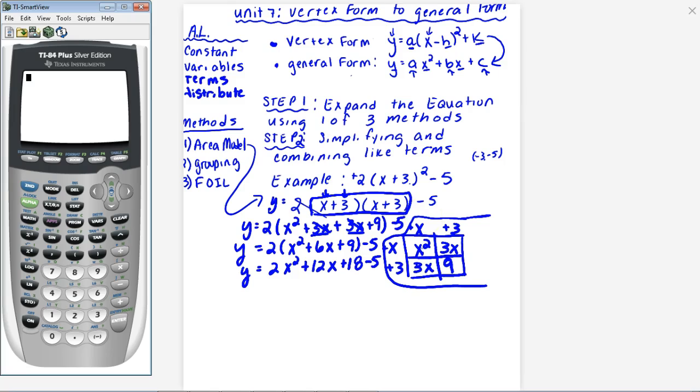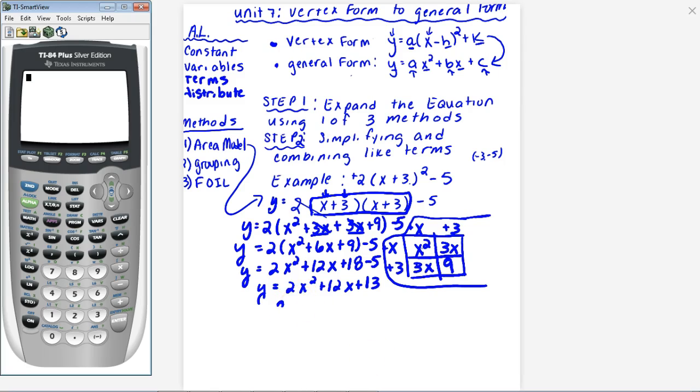Negative 5. Now I can combine, it looks like one more thing. I can combine the 18 minus 5, and that'll be my last step. So y equals 2x squared plus 12x plus 13. And it's done.